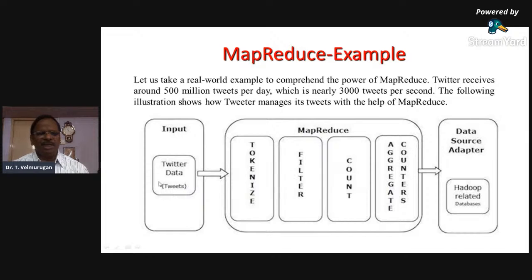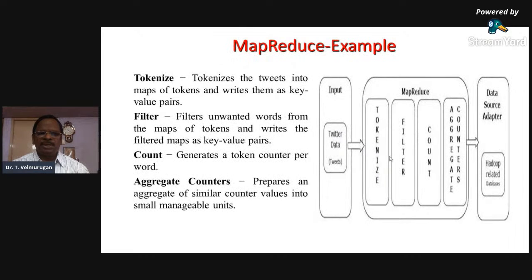After applying the input information in these 4 tasks, the data source adapter, Hadoop related databases, are created. So this is one real life example of how we can effectively utilize MapReduce. Here, what is the work of the tokenize task? The tokenize task tokenizes the tweets into maps of tokens and writes them as key value pairs.